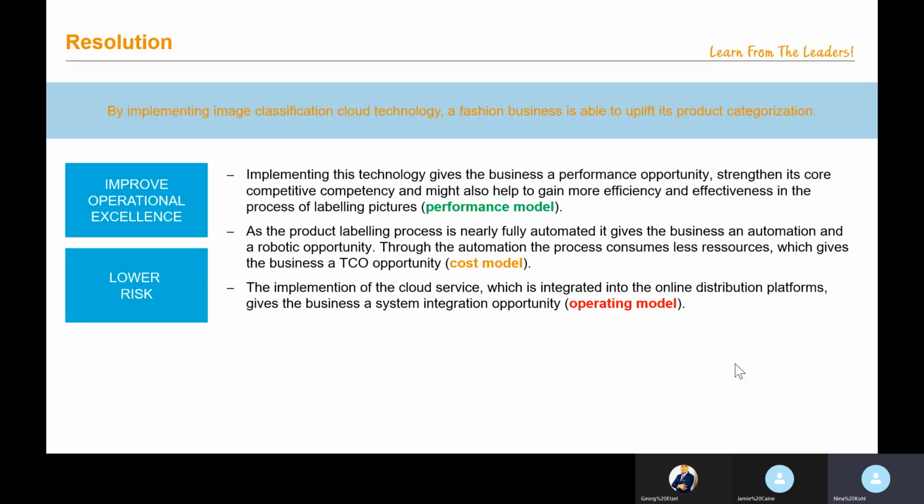And as the product labeling process is nearly fully automated, it gives you an automation and a robotic opportunity. The automation of the process consumes fewer resources, which gives you a total cost of ownership opportunity as well. So optimizing your cost model. And the implementation of a cloud service which integrates into the online distribution platforms gives you a system integration opportunity as well. So optimizing your operating model. And how did I come to this resolution? Let's have a look at the steps I did.